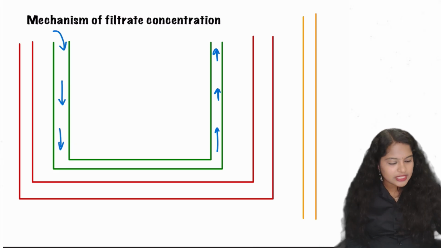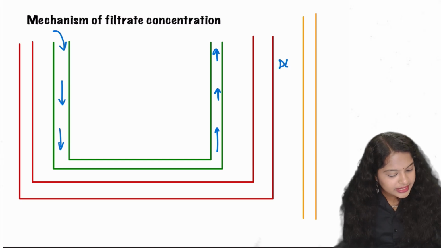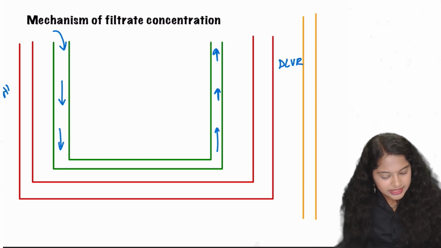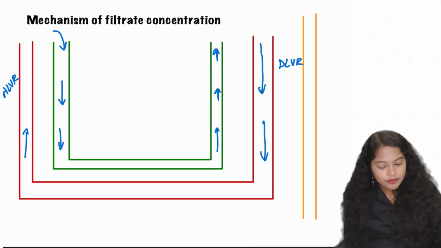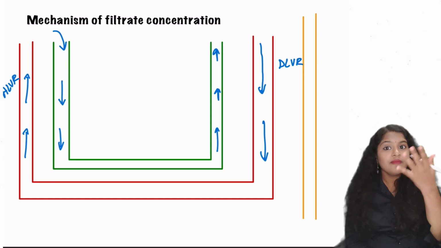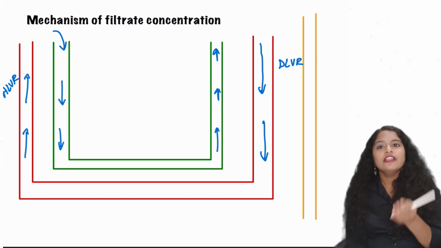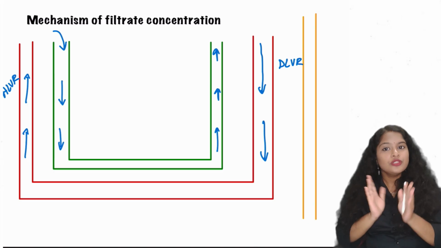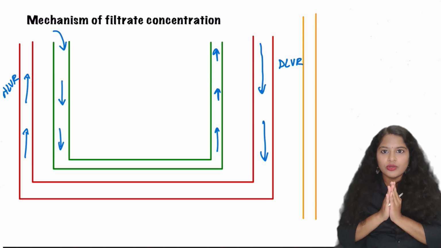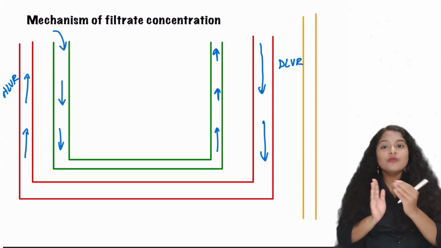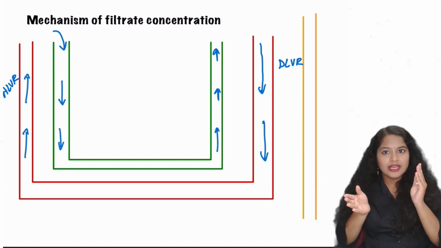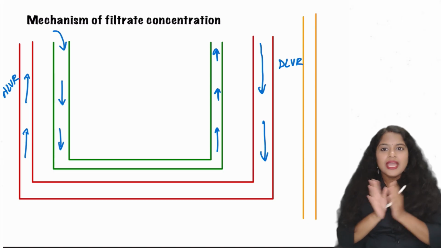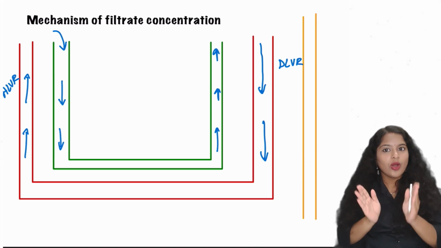Again you can see the vasa recta. This is the descending limb of vasa recta and this is the ascending limb of vasa recta. In the descending limb of vasa recta, the blood will be flowing in the downward direction, and in the ascending limb of vasa recta the blood will be moving in the upward direction. So here also the flow of blood is in the opposite direction. So it is called counter current. Understood what is counter current? The blood and the filtrate are moving in opposite directions in both the limbs of vasa recta as well as the ascending limb and descending limb of Henle's. So that is why it is called the counter current mechanism.